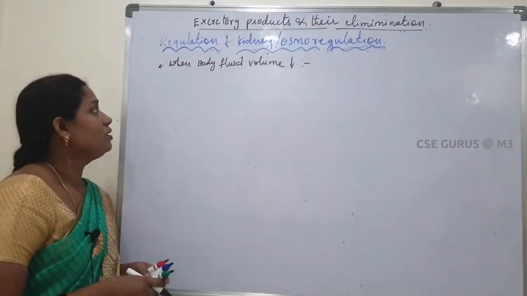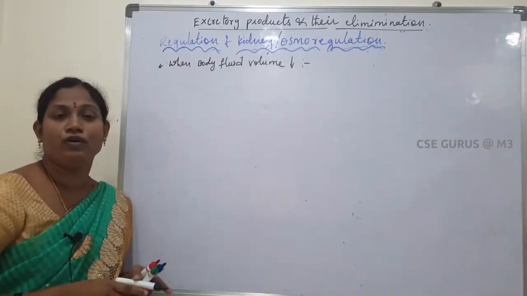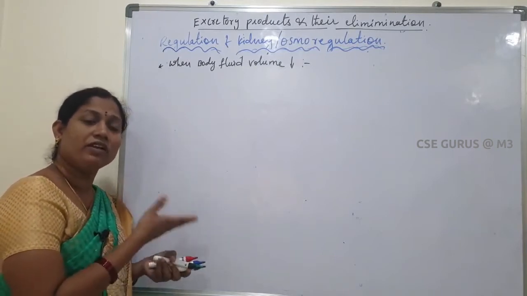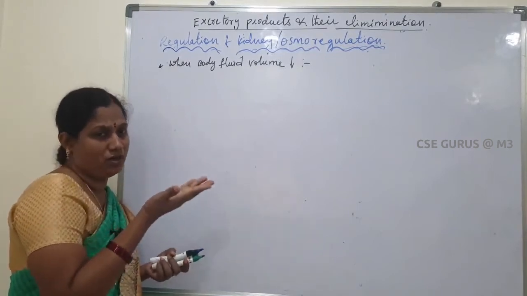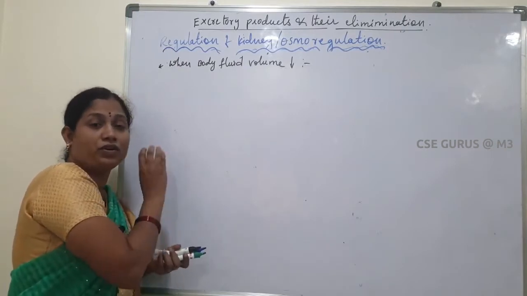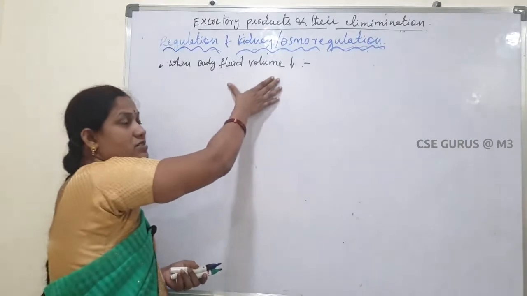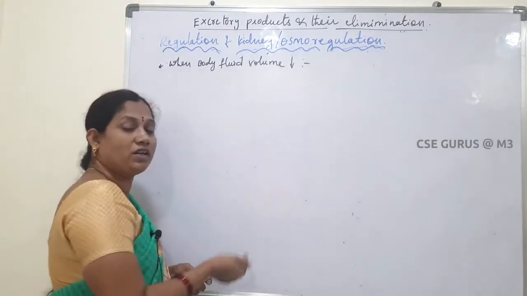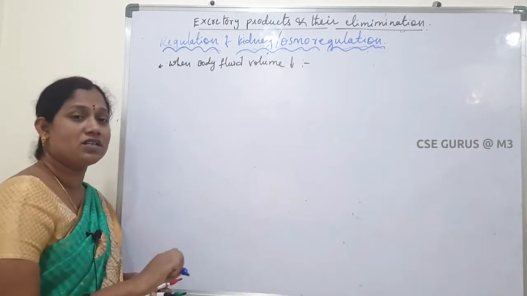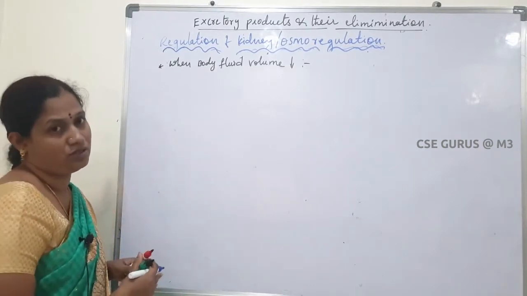Okay, next, when body fluid volume is decreased. We have already seen when the body fluid volume is increased and how the kidneys regulate it. Now, when the body fluid volume is decreased, which means the water quantity is decreased, how do the kidneys regulate this situation?